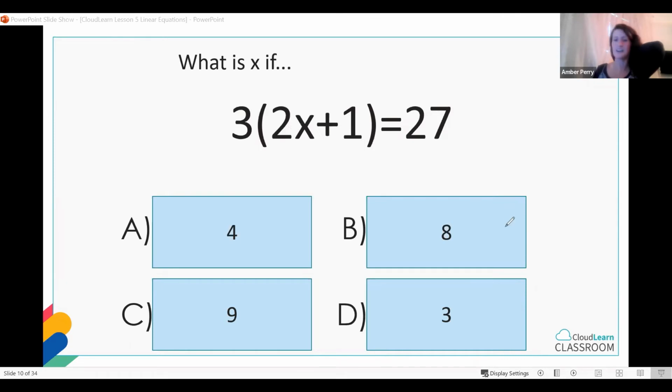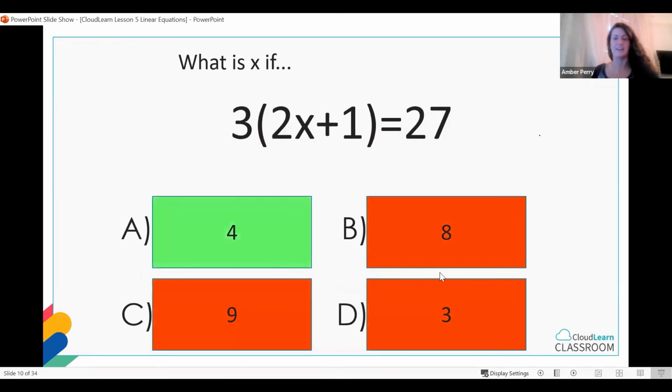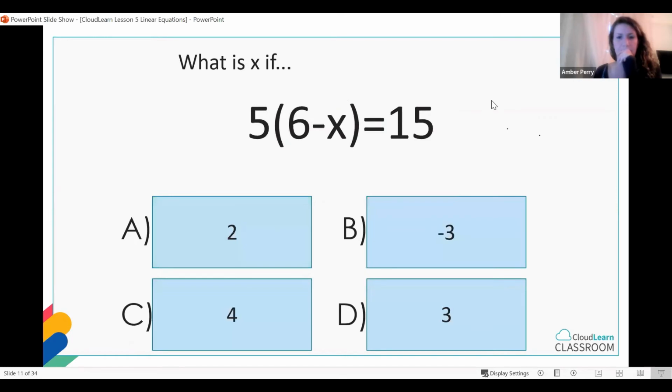Correct answer this time was A4. So again, we needed to divide by the 3 first, then minus the 1, and then divide by this 2. So dividing by this 3, then subtracting this 1, and then dividing by the 2. Remember, we're working from the outside in. Okay, so now we've got one where we've got the X on the other side.